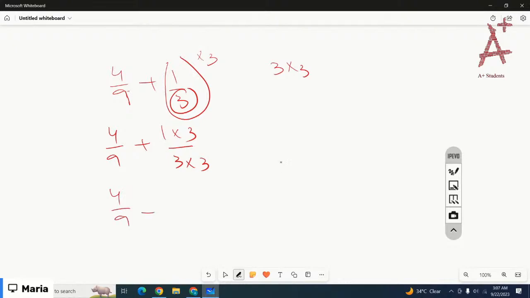It would be 4 over 9, and 1 times 3 is 3, so 3 over 9, right? You can add their numerators. 4 plus 3 is 7. That would be 7 over 9, so the correct option is 7 over 9.